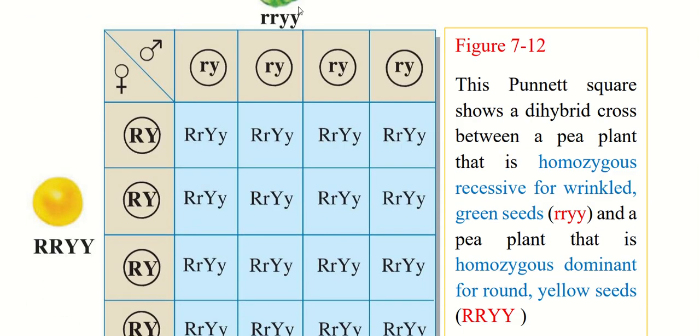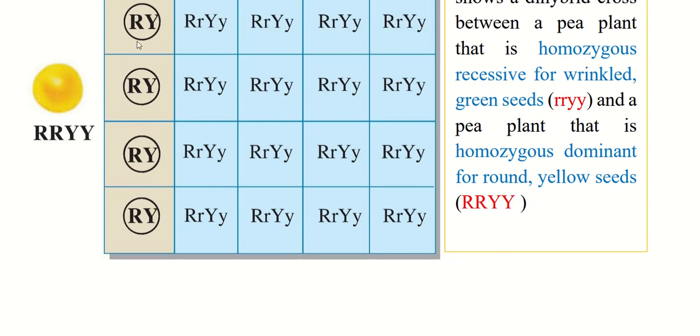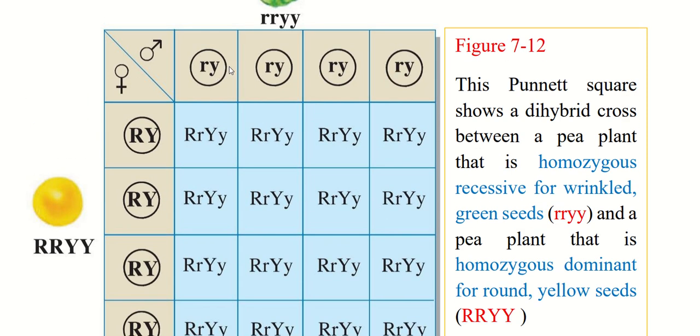So see, this is wrinkled green, this is round yellow. The gametes independently assorted are RY, all of them, and here is ry. So when we cross them, we will see all the offspring genotype is RrYy, and the phenotype of all offspring is round yellow.